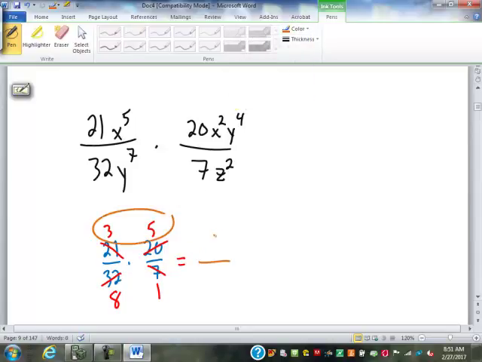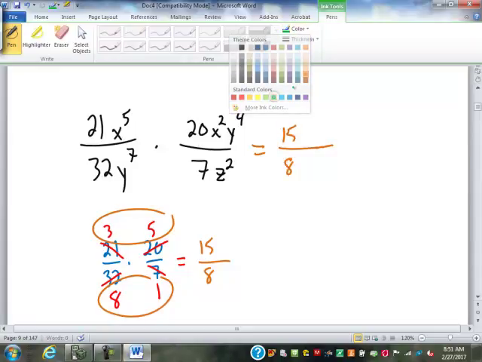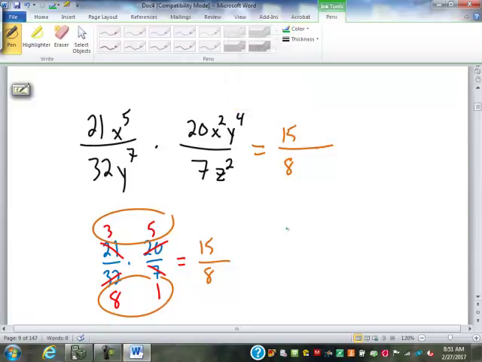Okay, so 3 times 5 is 15, 8 times 1 is 8, so we make that 1 and 7/8? No. Never make it into a mixed number. Always keep it as an improper fraction. So 15 over 8 is the numerical part of our answer. Then what? Okay, so what goes in the first one here? Yep, x to the 5th over y to the 7th. And then the next one?